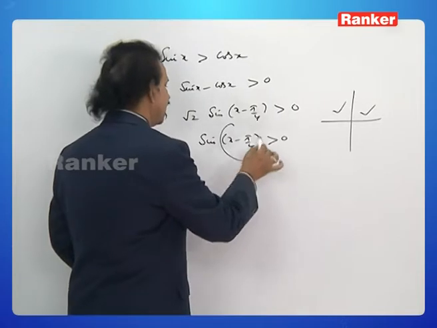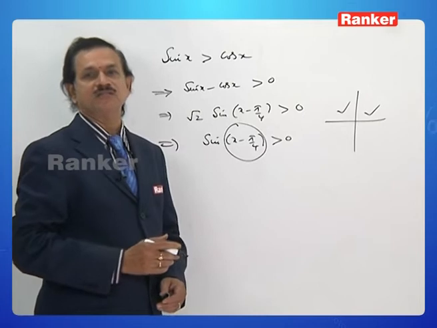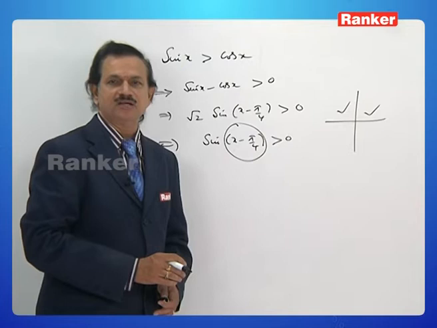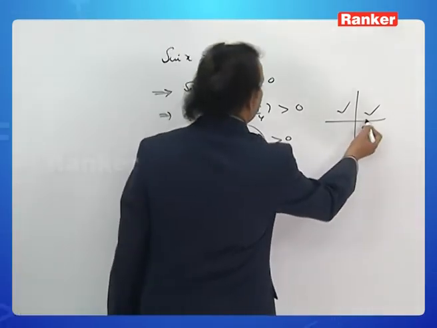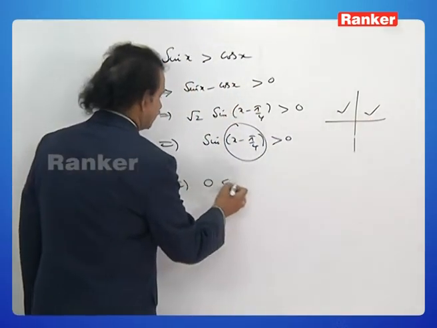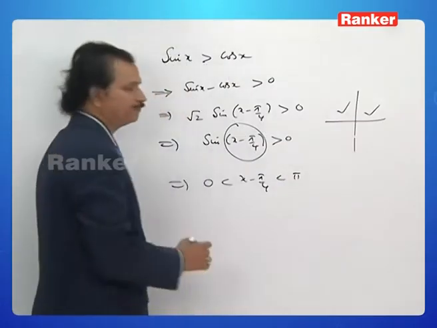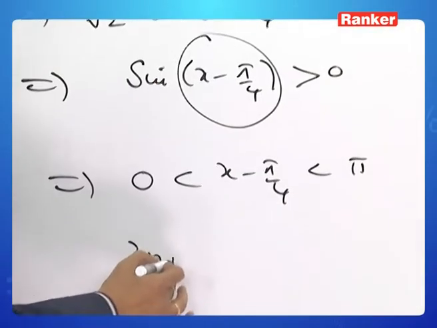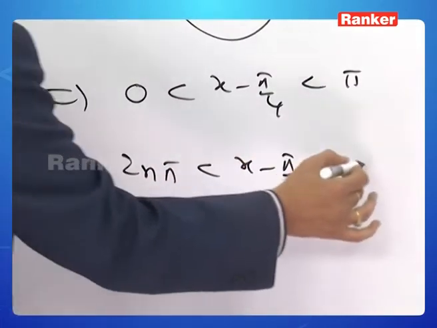What is theta under consideration? It is x minus pi by 4. Let it be. Sin theta must be greater than 0. What should happen? Theta should lie between 0 and pi. Am I right? So, 0 less than x minus pi by 4 less than pi, that is 180 degrees. Good. And to have the general solution, 2n pi less than x minus pi by 4 less than 2n plus 1 into pi.